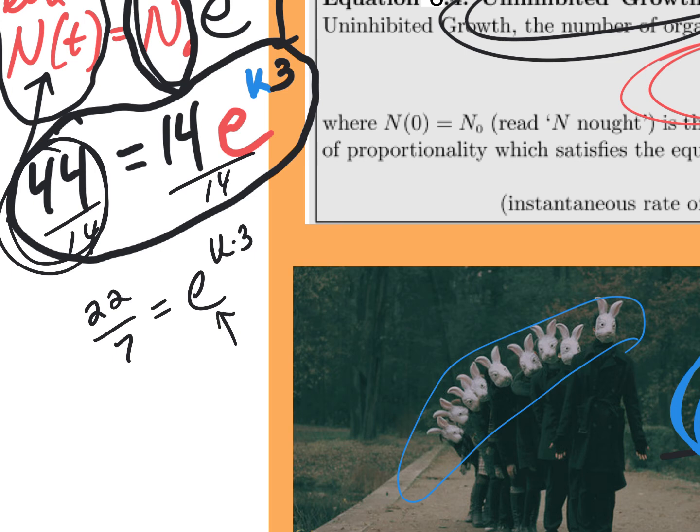You can only rewrite when this base here is alone. There's nothing in front of it like this. So this is a good time to rewrite. Log base e of 22/7 is equal to 3k.